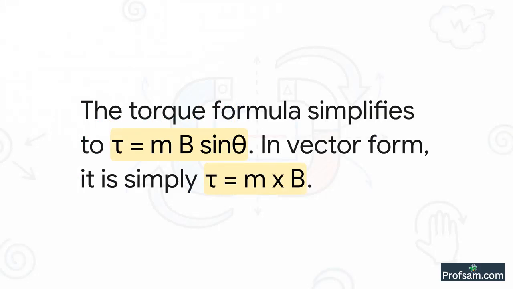Just think of M as a measure of the loop's overall magnetic strength and its direction. And with that simple substitution, our main formula becomes so much cleaner. Look at that. The torque is simply M B sine theta. And if you remember your vectors, it simplifies even more beautifully to a cross product. Torque equals M cross B. Much easier to remember, isn't it?